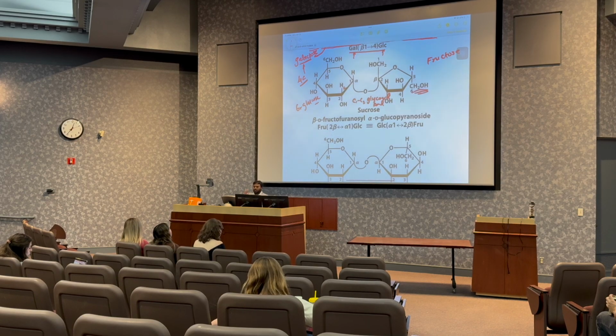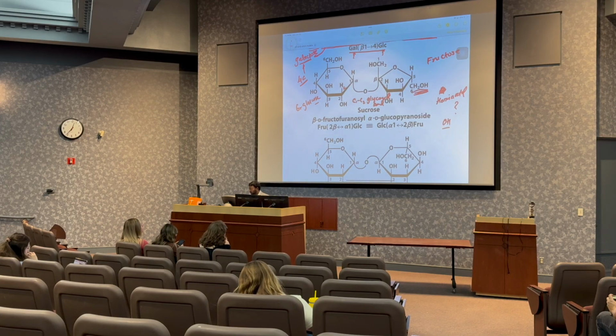So the orientation of fructose is the other way. Do you see that? The orientation of fructose is the other way from glucose. And this is the second carbon. This is first, second, third, fourth, 5, 6. This is 6 carbon. Can you see a hemiacetal group anywhere?